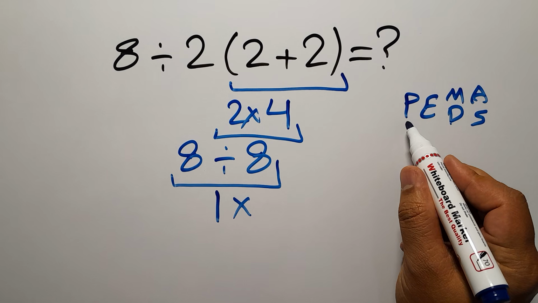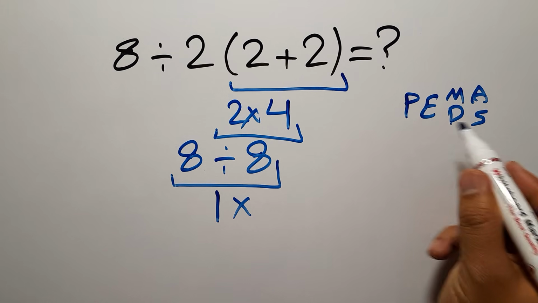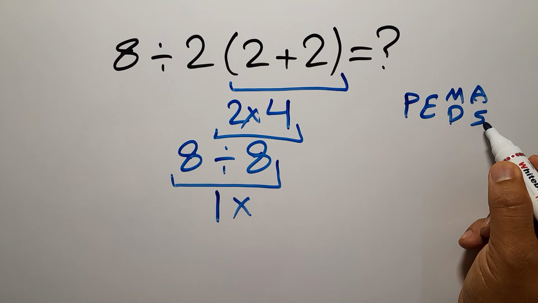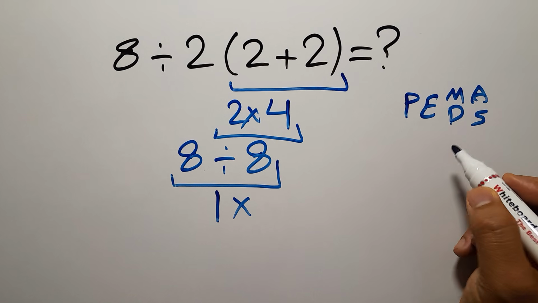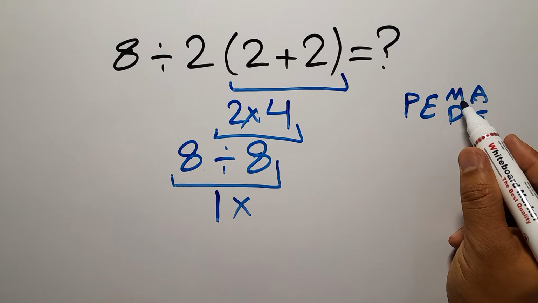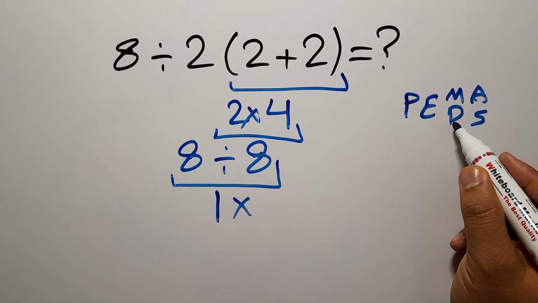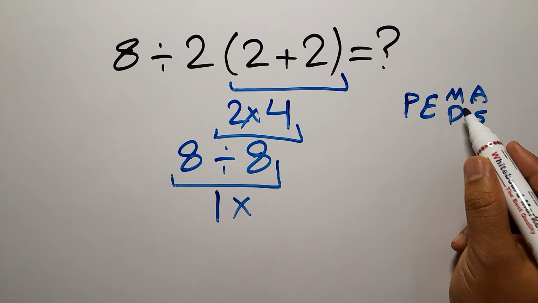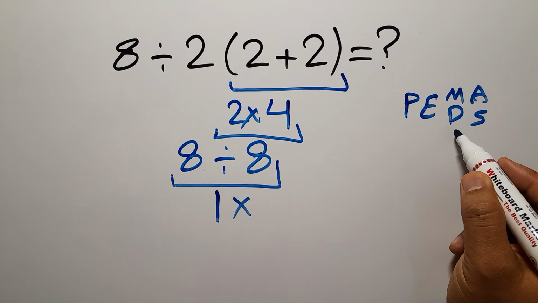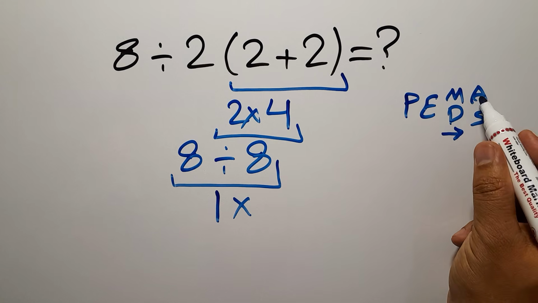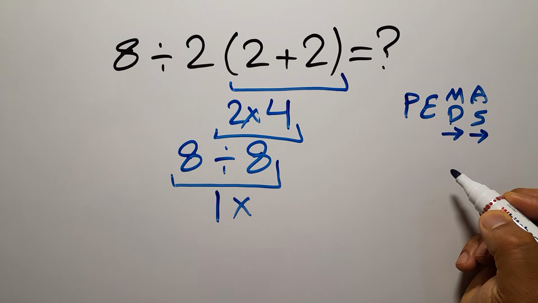P stands for parentheses, E stands for exponents, M and D stand for multiplication and division, and A and S stand for addition and subtraction. First, we have to do parentheses, then exponents, then multiplication or division, and finally addition or subtraction. Remember that multiplication and division have equal priority, and we have to work from left to right, and the same applies to addition and subtraction.